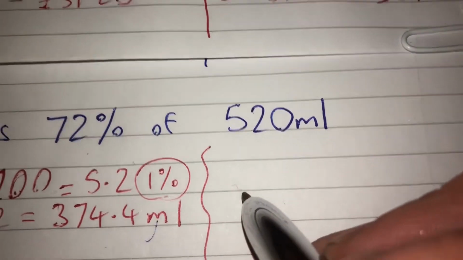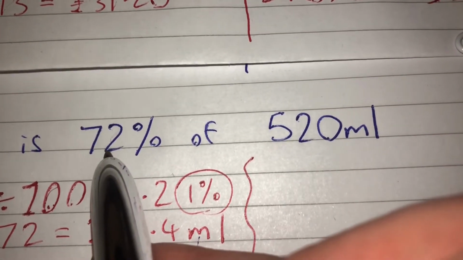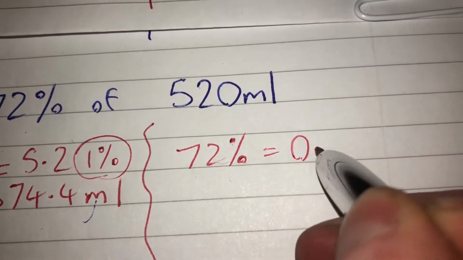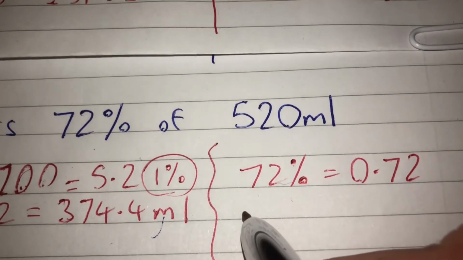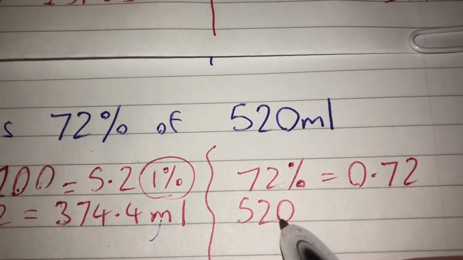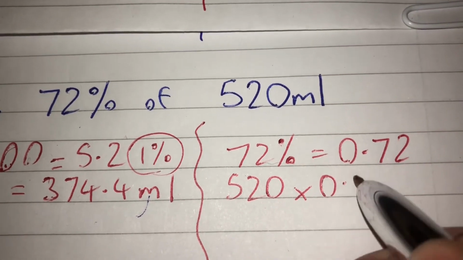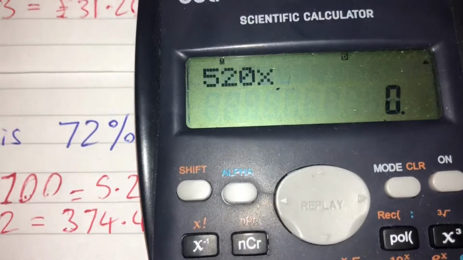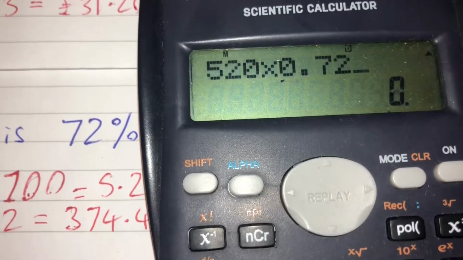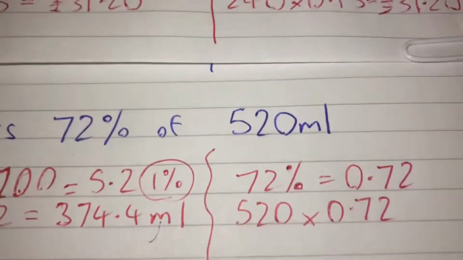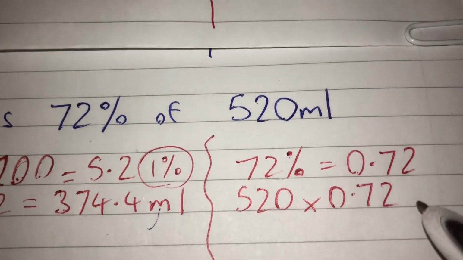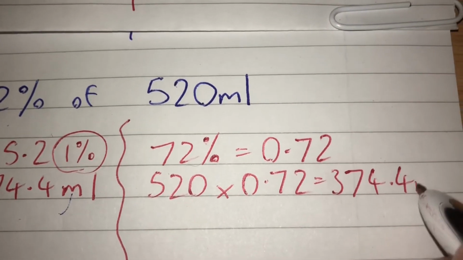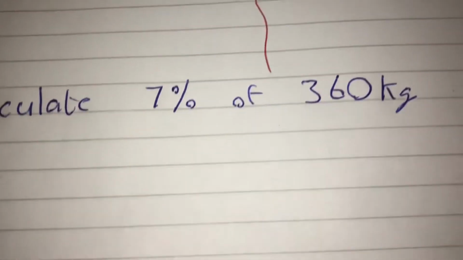If I want to use my decimal multiplier, 72% as a decimal is 0.72. So I'm going to take my original amount, 520, multiply by 0.72, and I should get the exact same thing. 520 by 0.72. There we go, same thing. So 374.4 milliliters. All right, moving on, the next one.